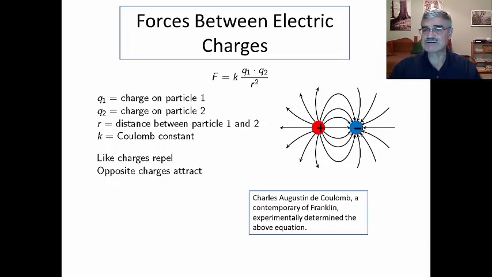Again, the force of attraction, or repulsion, is equal to a constant times Q1 times Q2 divided by the separation distance squared. Now this constant K is called Coulomb's constant after Charles Augustin de Coulomb, a contemporary of Benjamin Franklin, whose research led to the equation above. Again, like charges repel, opposite charges attract, with a force of attraction or repulsion given by the equation above.